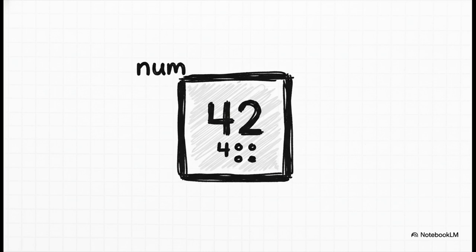All right, let's actually see how this works. When you write a line of code like int num equals 42, here's what happens inside the computer. It just carves out a little box in its memory, slaps the label num on it, and puts the number 42 inside. Pretty straightforward, right?